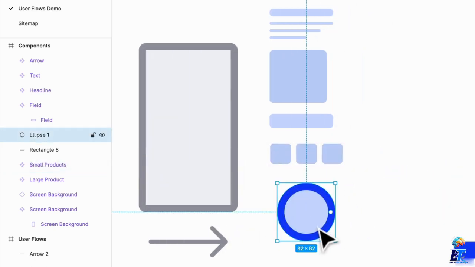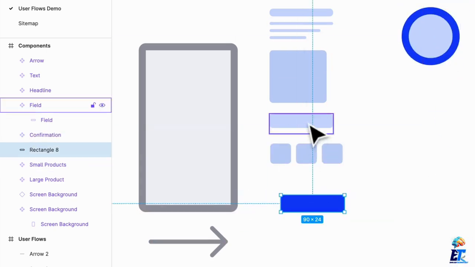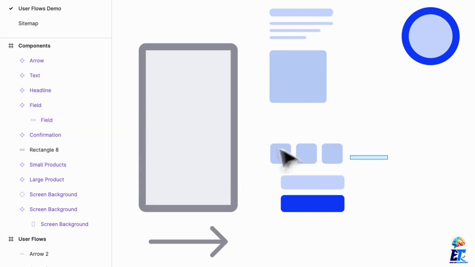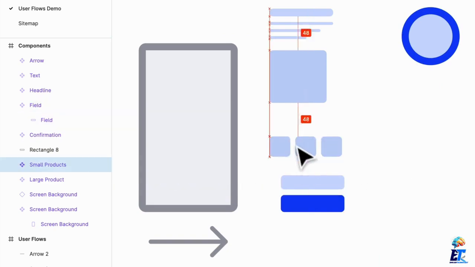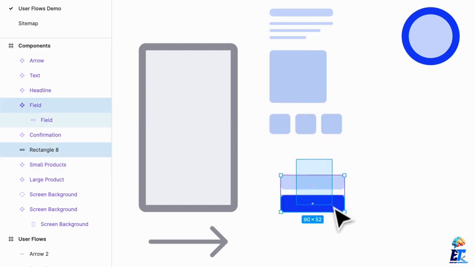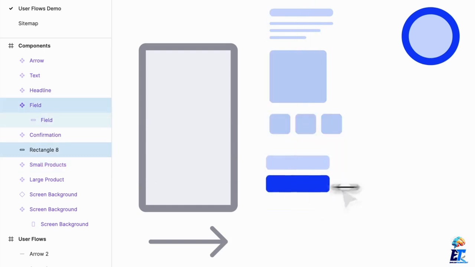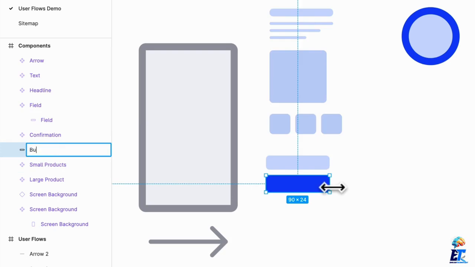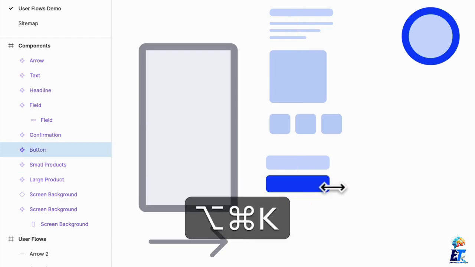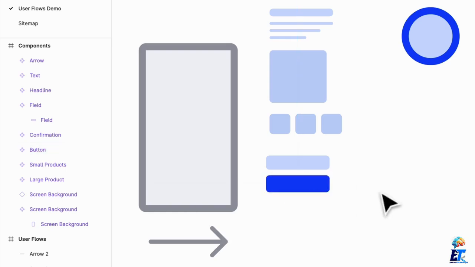Great. What should we call this? We can just call this confirmation. And this one, let's group the field together. Oops, let's put the button in there. Perfect. So this one's gonna be our button. Option Command K, and perfect. So now we kind of have our own UI here. Let's see what else we can do.